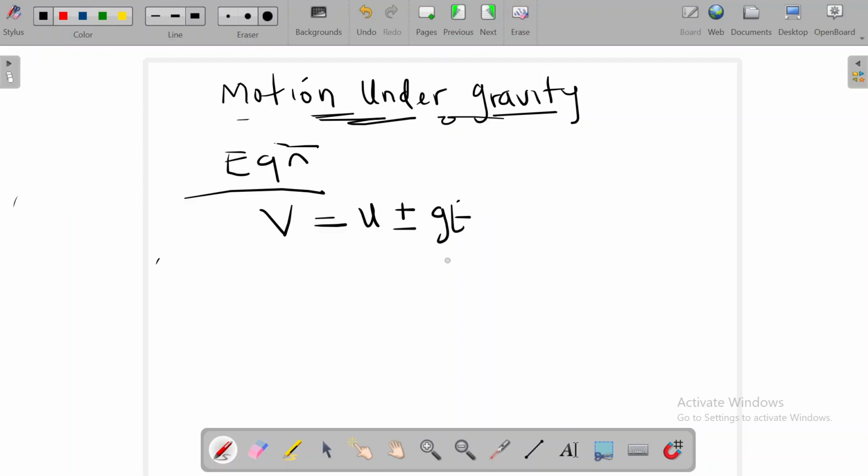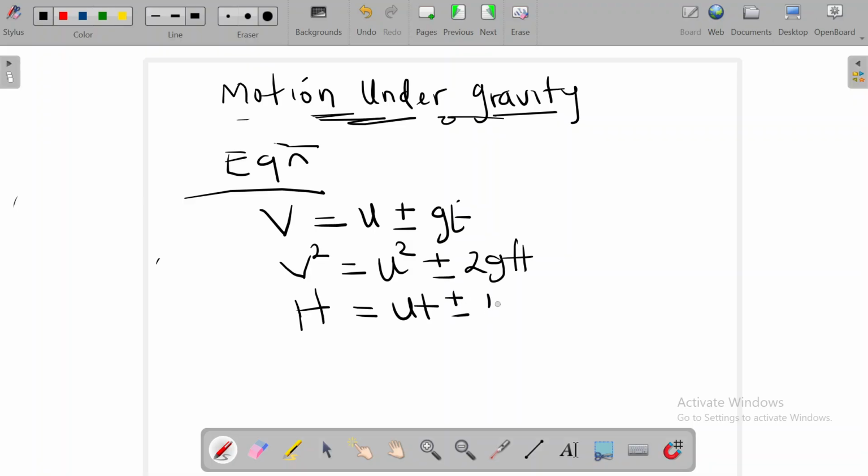It means the final velocity is equal to the initial velocity, it could be positive or negative, gravity times time. Or v square is equal to u square, positive or negative, 2gh. Or h is equal to ut, positive or negative, half gt square.